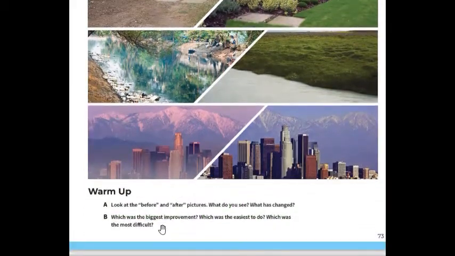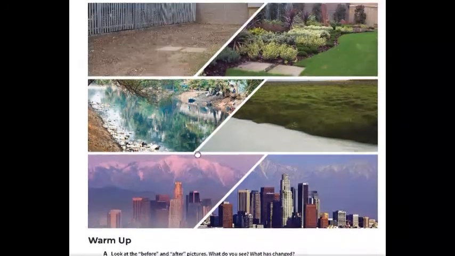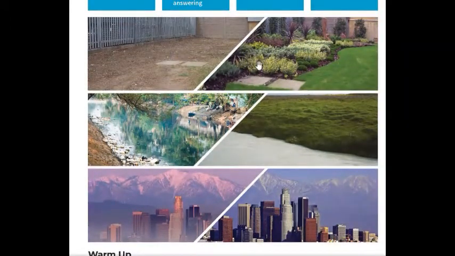Now let's see which was the biggest improvement, which was the easiest to do, and which was the most difficult. Okay, as you can see, it's full of plants, and this picture is not. Here it looks like the water is polluted. No, there's a lot of garbage inside. So I think that everything could be easy if we just concentrate and collaborate together.